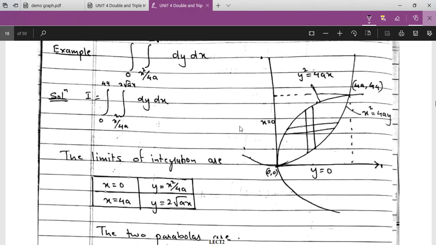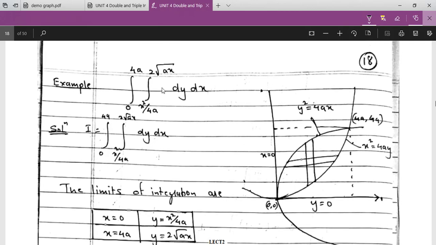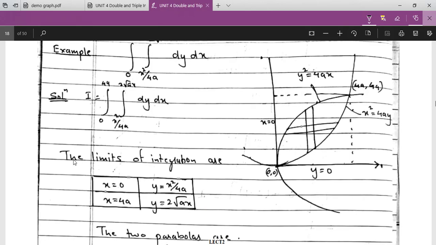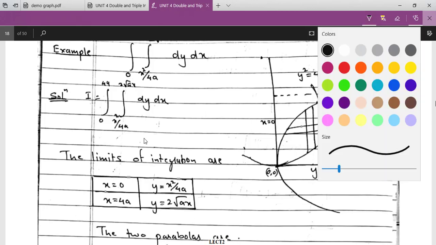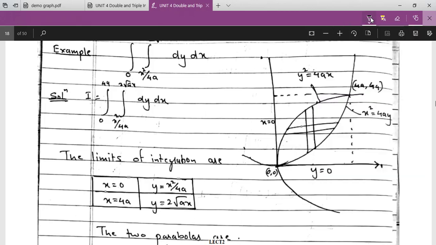So see here, this is the given function. The function is 1 obviously, so d y dx, and the given limiting points are x square divided by 4a and 2 square root of ax, x from 0 to 4a. So let me write this integral first. The region of integration is this region.